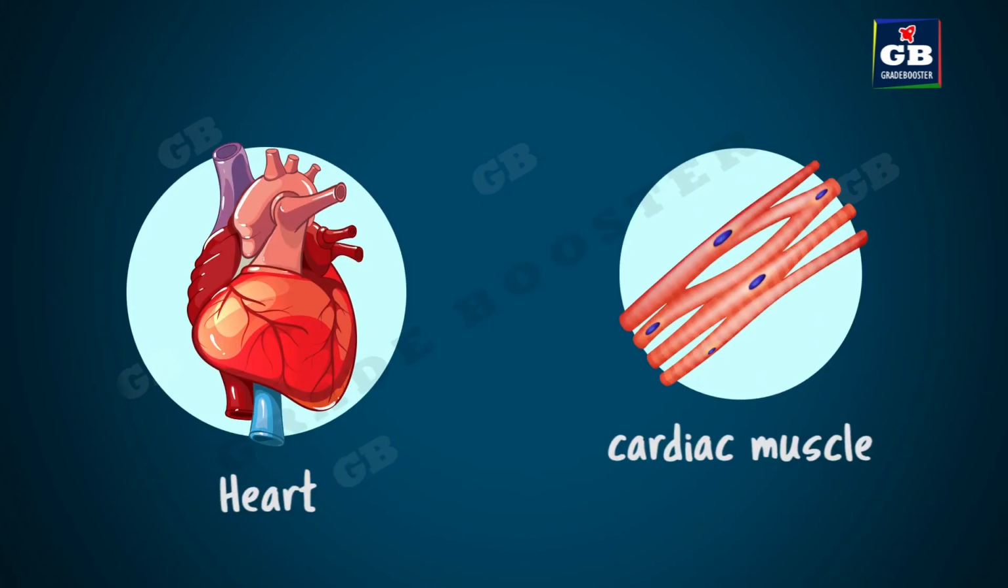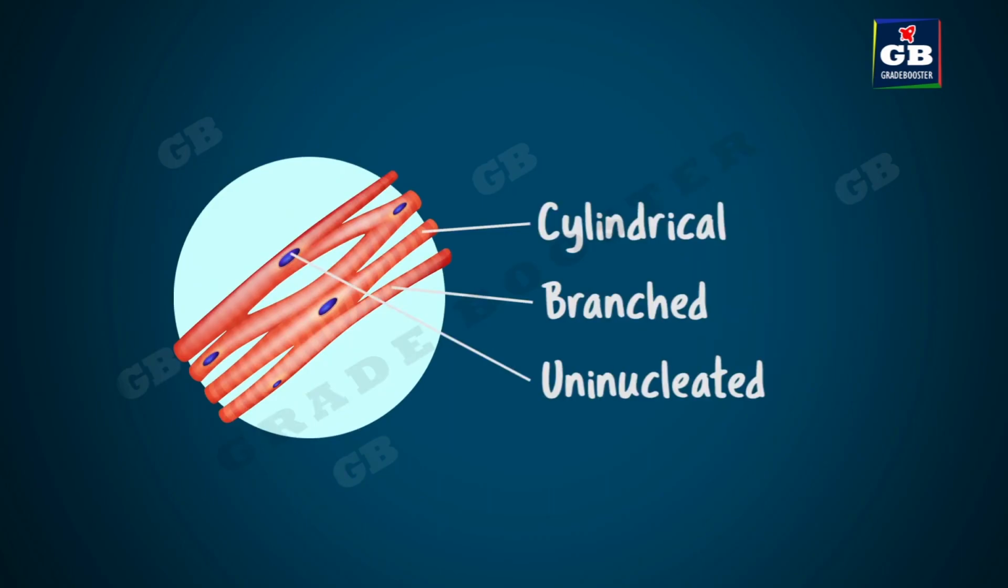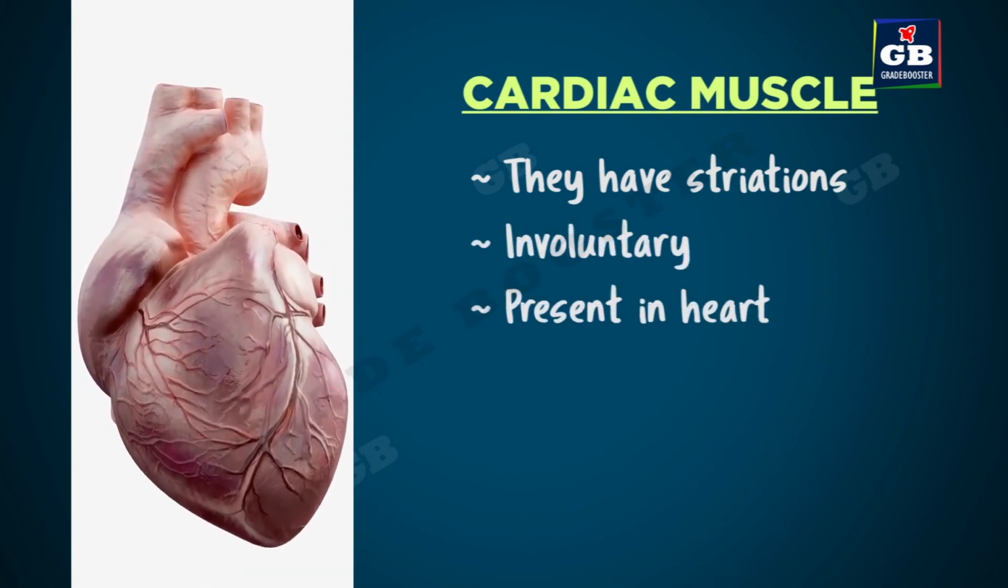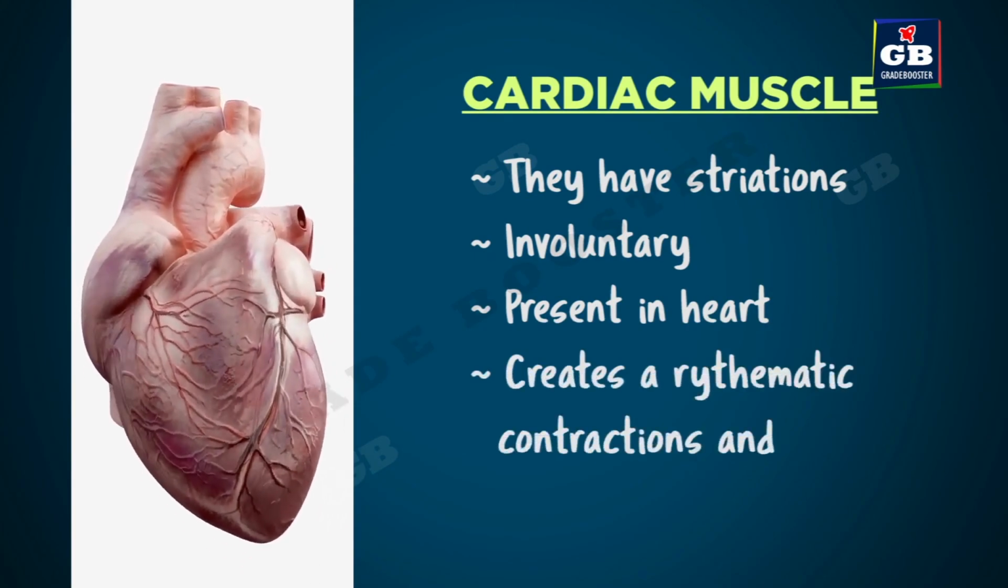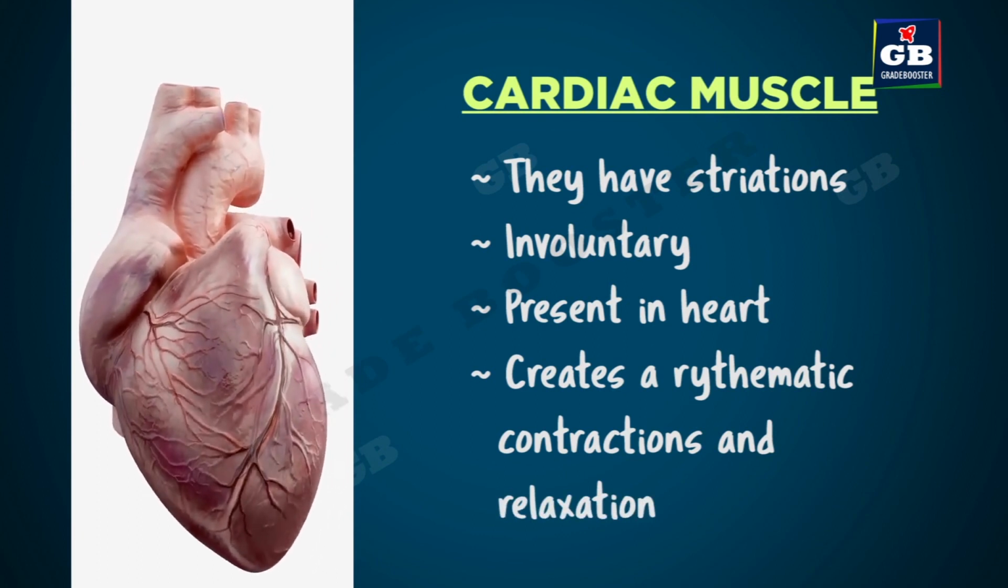Now, we will see the other type of muscular tissue known as cardiac muscle or heart muscle. The heart muscle cells are cylindrical, branched and uninucleated. That means only one nucleus. They have striations, but they are involuntary in nature. They are present in the heart. Cardiac muscle creates a rhythmic contraction and relaxation of the heart. This is all about the muscular tissue.